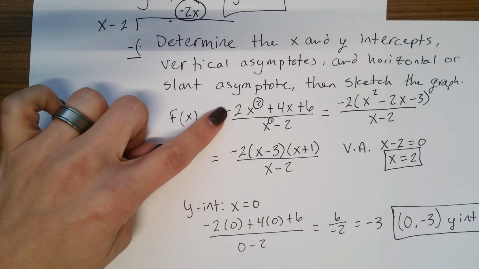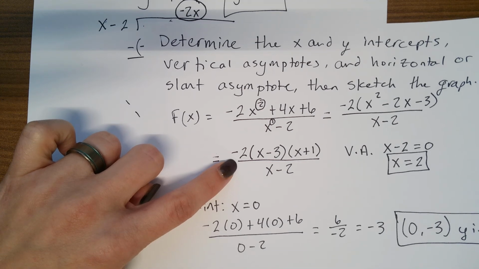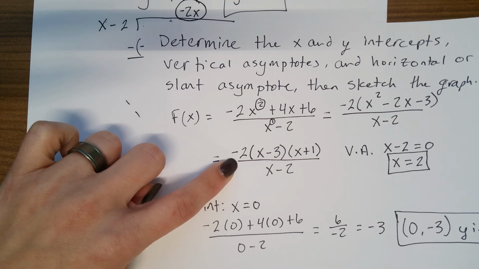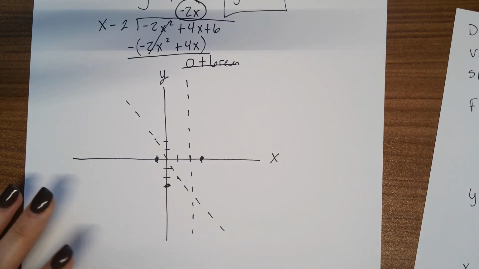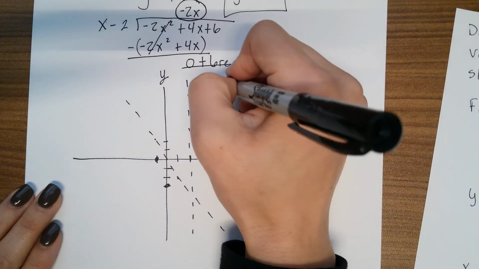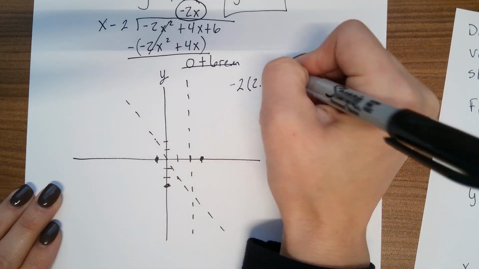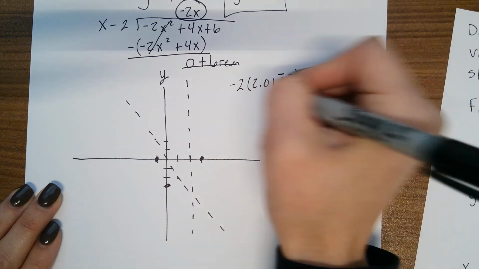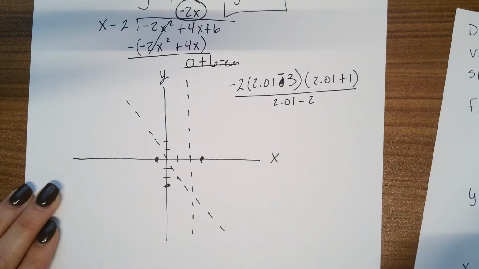I can plug it either into the original or into the factored. I'm going to plug it into the factored. I feel like that might be a little bit easier. And all I'm really looking for is the value I'm going to get. Is it positive or is it negative? And that'll tell me, am I going to positive infinity or am I going to negative infinity? So I'm going to plug in 2.01 to the factored form. So I get negative 2 times 2.01 minus 3 times 2.01 plus 1 all over 2.01 minus 2.